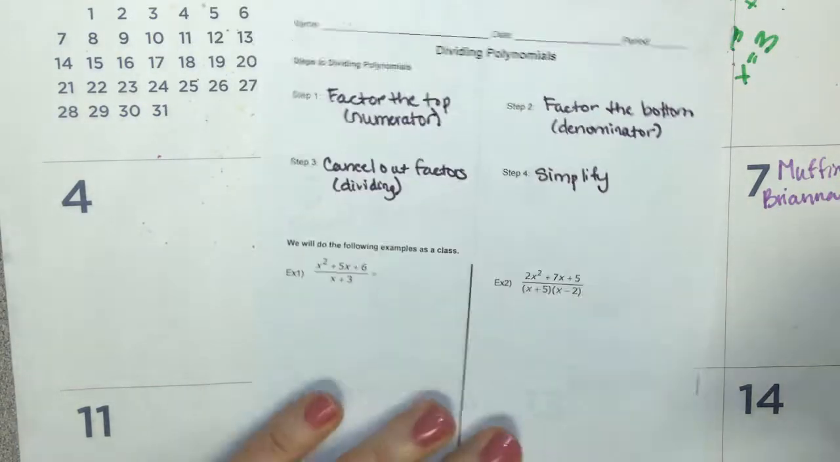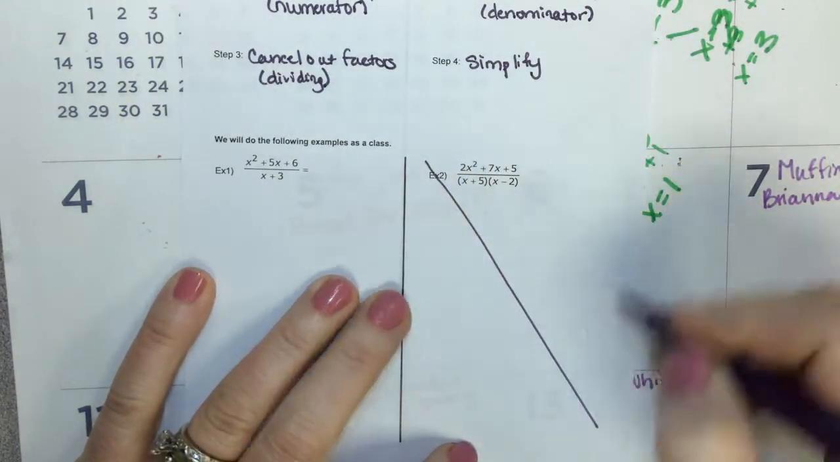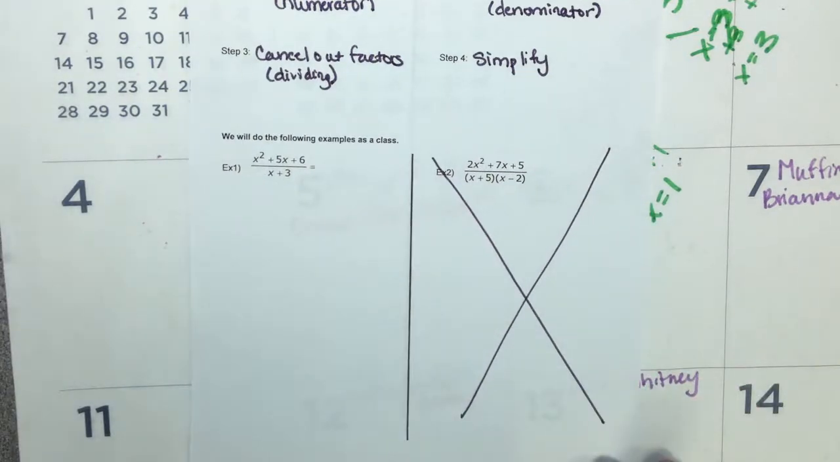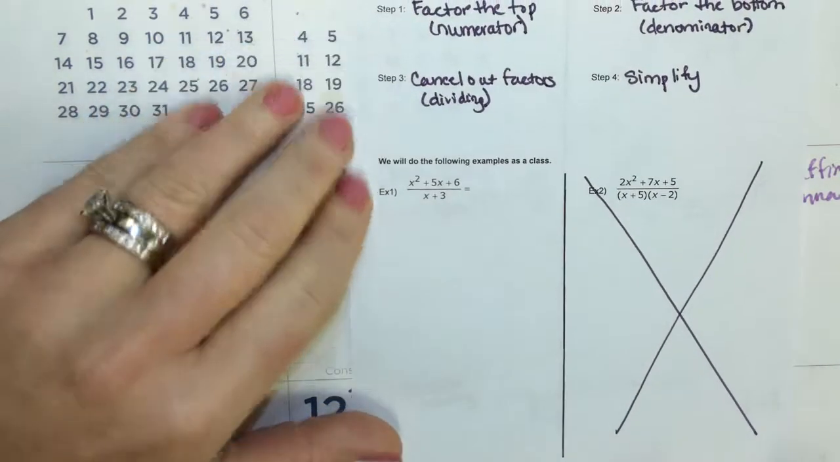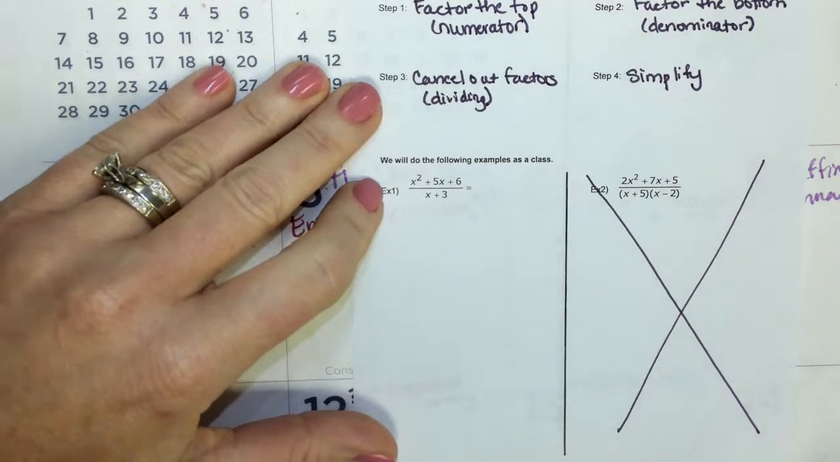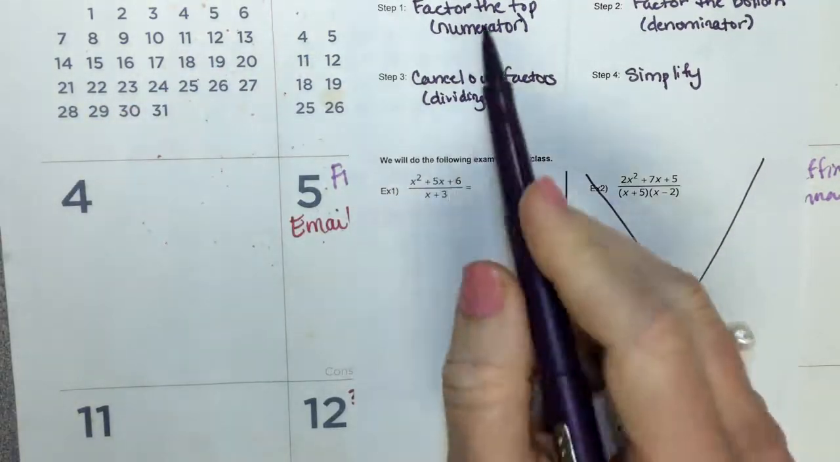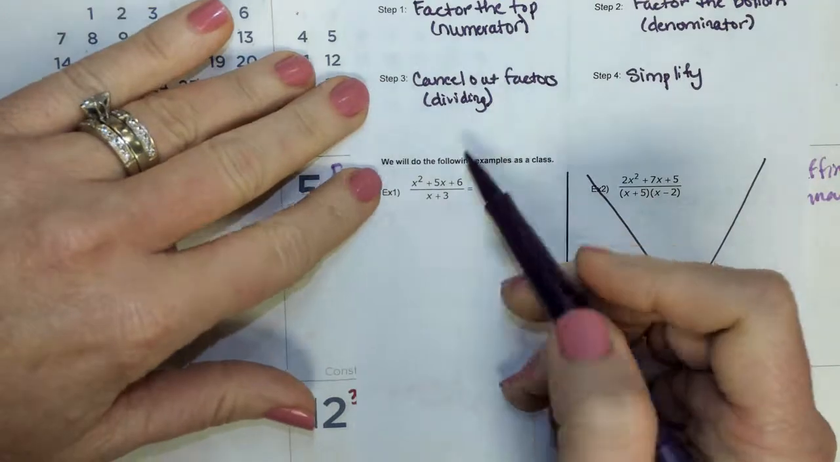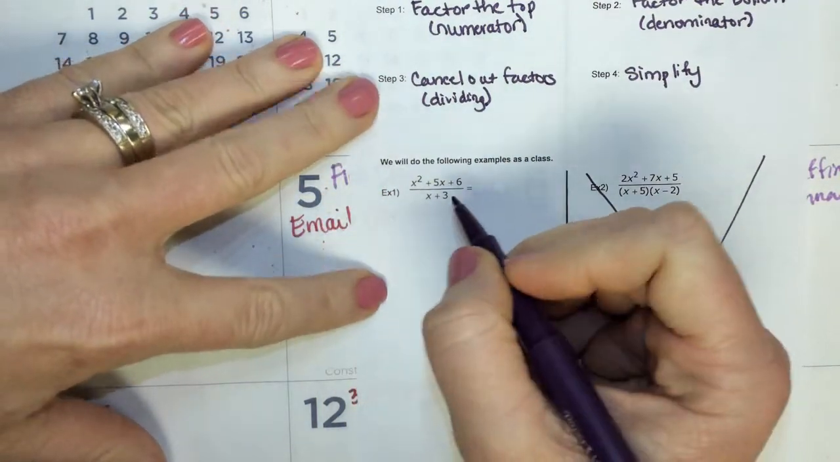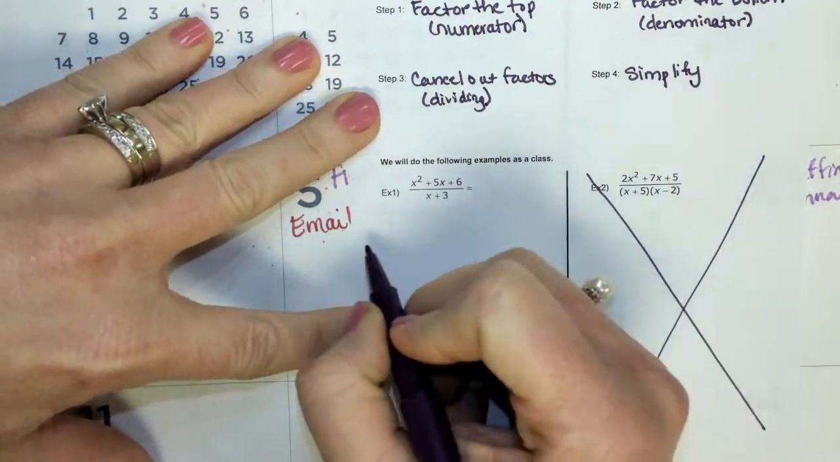Okay, so go ahead and cross out example 2. We made a mistake on that one, so we're not going to work that problem out. But we will start with example 1. Okay, so to factor, our first step is to factor the top. So in order to do that, we have to do our A, B, C, and possibly our box method.